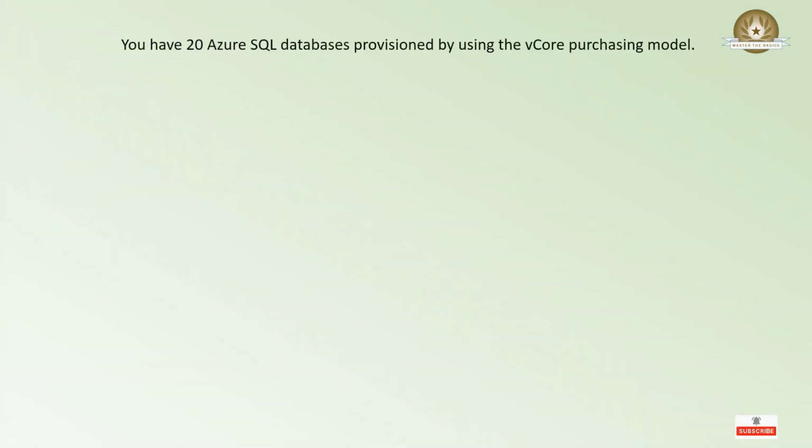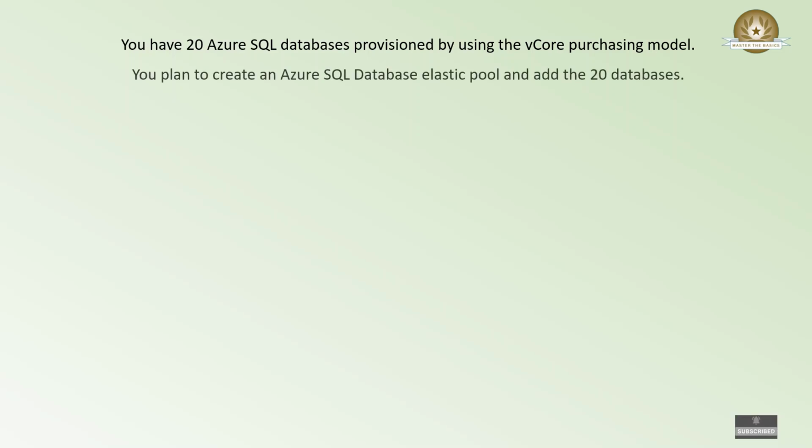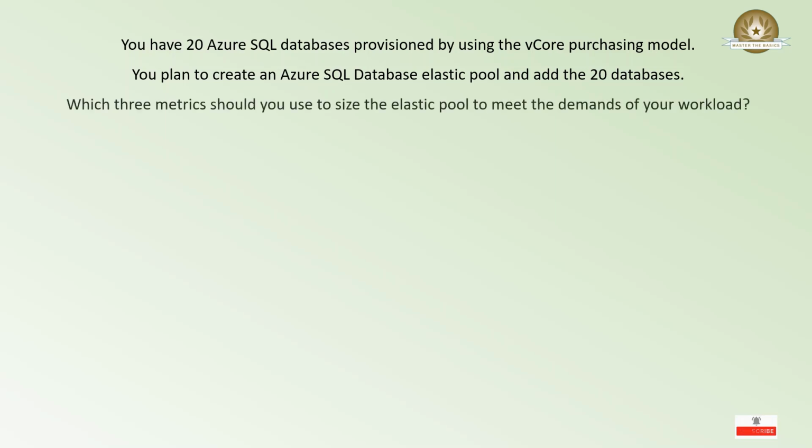You have 20 Azure SQL databases provisioned by using the vCore purchasing model. You plan to create an Azure SQL database elastic pool and add the 20 databases. Which 3 metrics should you use to size the elastic pool to meet the demands of your workload?